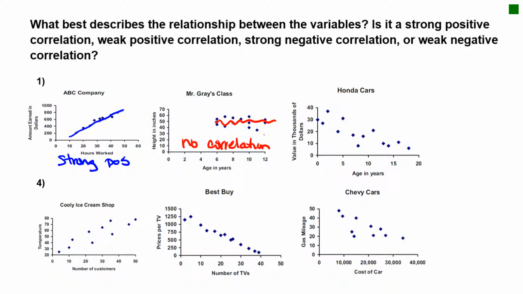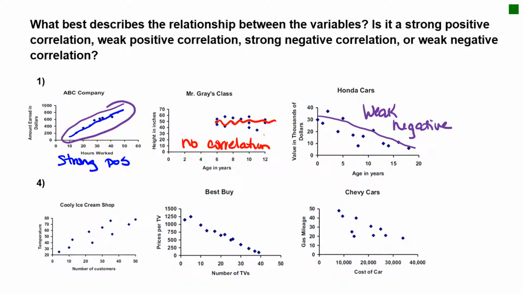All right, so the next one, we've got the age in years and the value in thousands of dollars. Well, what's happening here is it's going down, but it's not really as smushed. See how this is tightly smushed together? The points are all pretty close to that line. These are kind of far away from the line, so we call that a weak negative. All right, it's falling, so it's negative, and it's weak because you can see it goes down, but the points aren't really squished together.